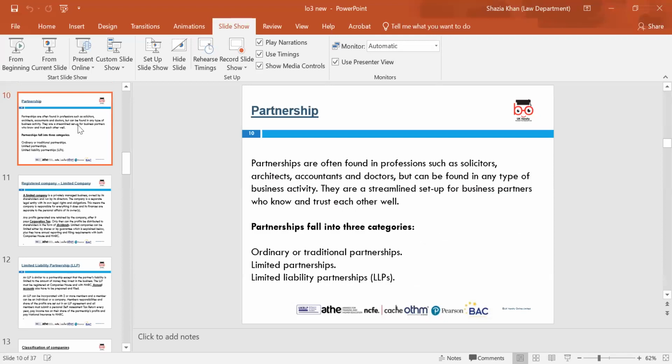Then we've got partnerships. Partnerships are often found in professions such as solicitors, architects, accountants, and doctors, but can be found in any type of business activity. They are a streamlined set of business partners who know and trust each other well. Partnerships fall into three categories: ordinary or traditional partnerships, limited partnerships, or limited liability partnerships.